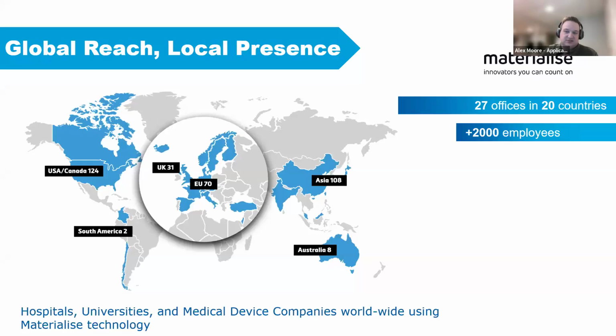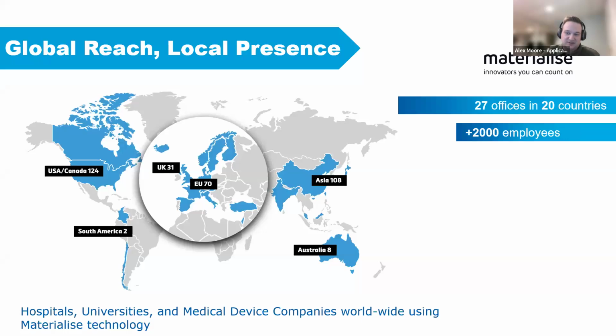So Materialize, who are we? We are a global company. We have our feet in a lot of different applications. We have software on the industrial side, supporting automotive, aerospace, things like that. In the healthcare industry, we have software for that as well. And then we also have a lot of printers throughout the world that are producing parts for multiple different applications.